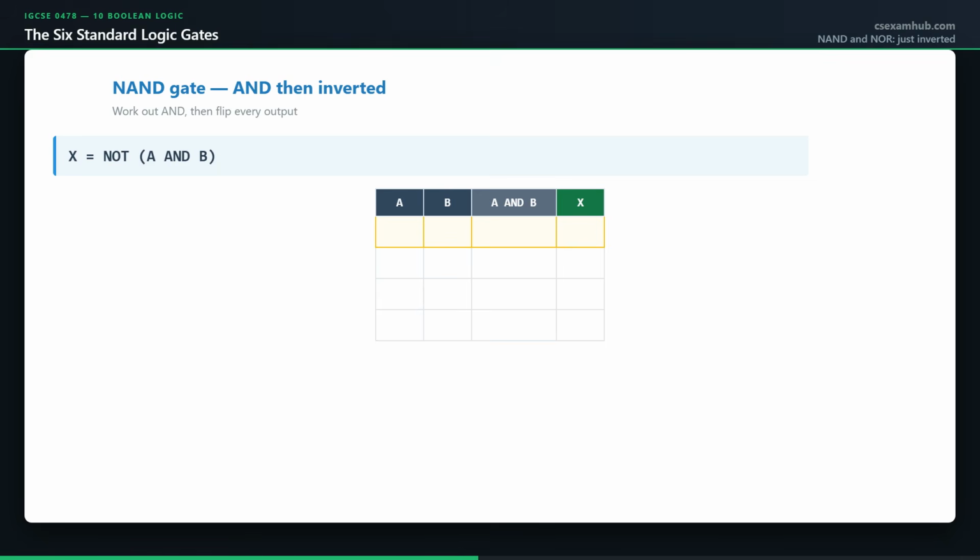NAND is simply not AND. Work out the AND answer, then flip it. NOR is not OR. Work out the OR answer, then flip it. That is genuinely all there is to it, and it means you never have to memorize their tables separately.